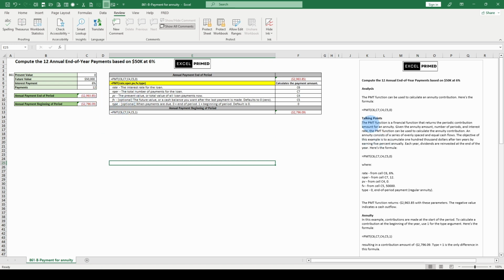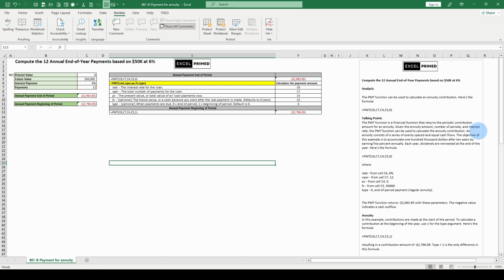The PMT function is a financial function that returns the periodic contribution amount for an annuity. Given the annuity amount, number of periods, and interest rate, the payment function can be used to calculate the annuity contribution. An annuity consists of a series of evenly spaced and equal cash flows.